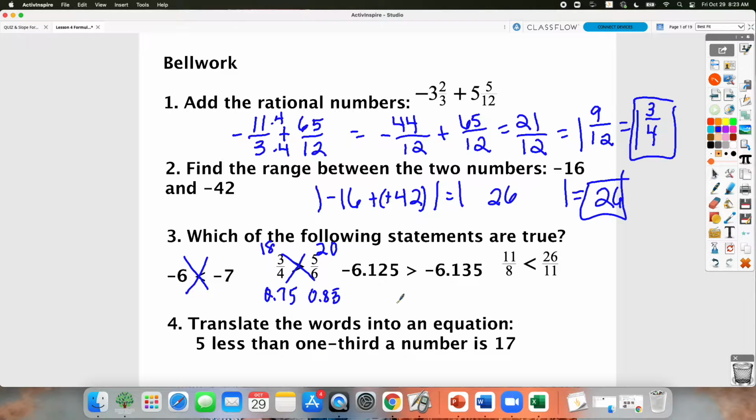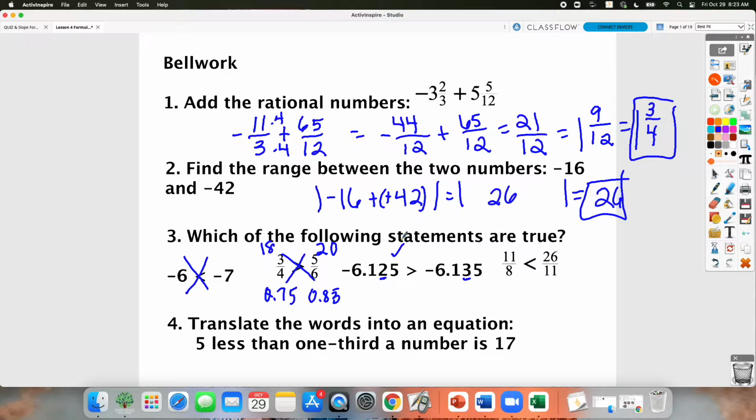-6.135. Okay. So looking at our place value, the ones places match, the tens places match. So really we're comparing that hundredths place. Would -6 and 12 hundredths be greater than -6 and 13 hundredths? Yes. It would be further to the right on the number line. So this statement is true.